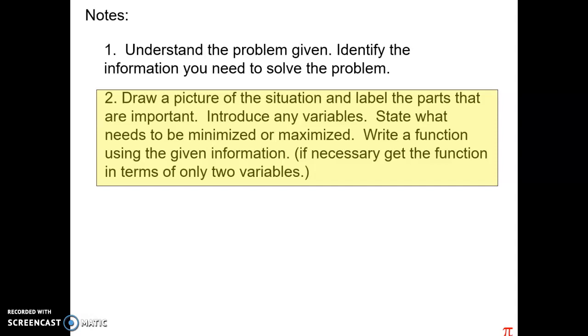Next, we have to try to write a function given the information that we're talking about. If necessary, we need to get this function in terms of only two variables, which we also had to do with related rates sometimes, by looking at other information that was given to us in the problem, or we have to go back and rely on our history in mathematics, either our geometry or our algebra or our trigonometric skills, to help us write these functions and simplify them if necessary.